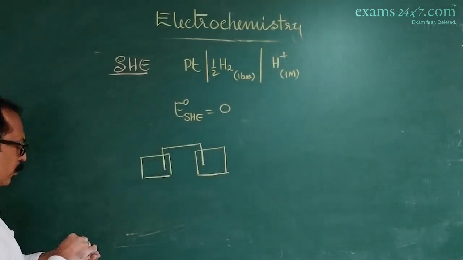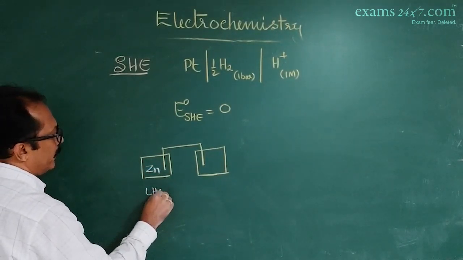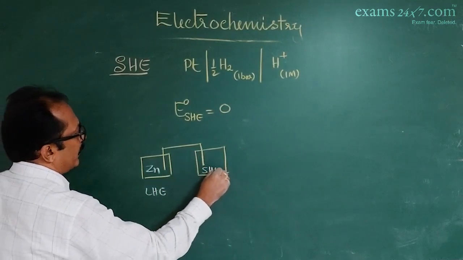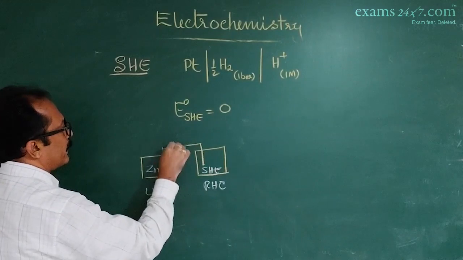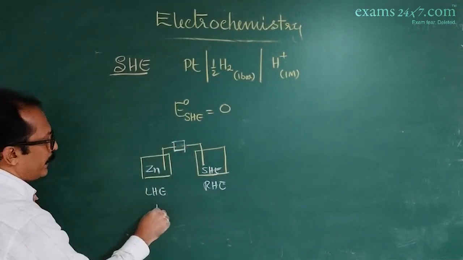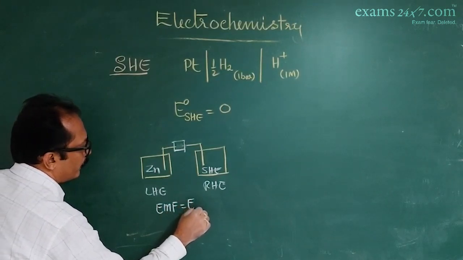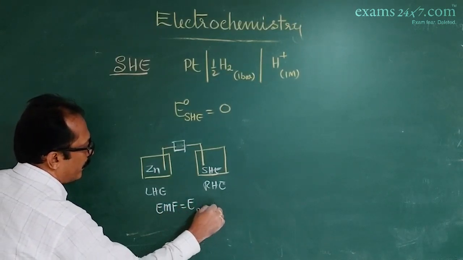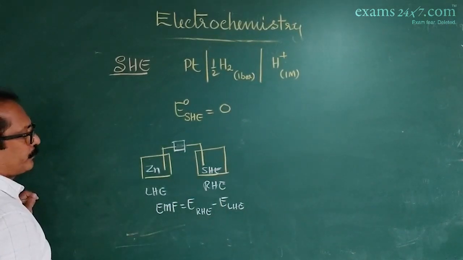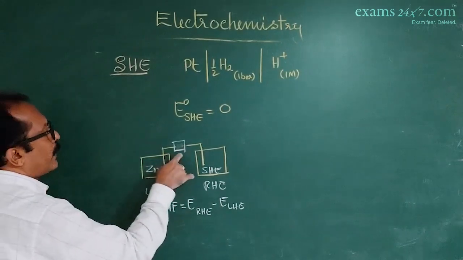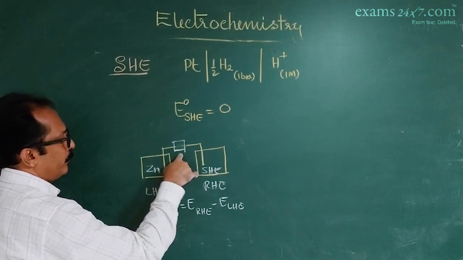Now, between the zinc electrode and the standard hydrogen electrode, the zinc electrode is more reactive. It acts as the left-hand electrode, and the standard hydrogen electrode acts as the right-hand electrode, connected with a potentiometer. EMF equals E right-hand electrode (cathode) minus E left-hand electrode. Whatever reading is given here shows the EMF.